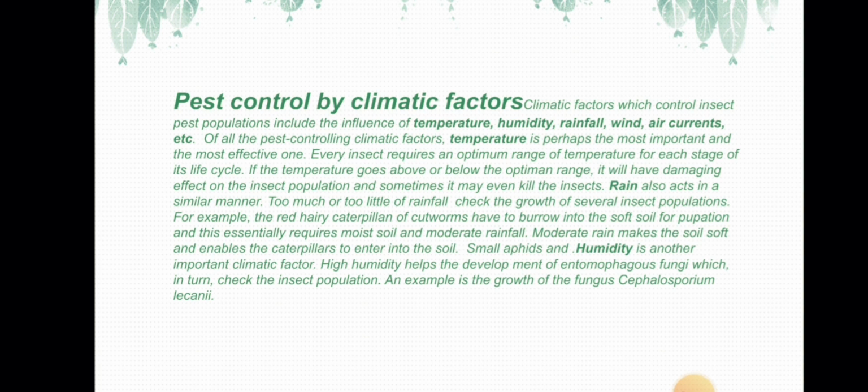The next one is humidity. Humidity helps in the development of entomophagous fungi, the fungi which feed on the pest. In turn, it checks the insect population. A classic example for this is the fungus Cephalosporium lecanii.